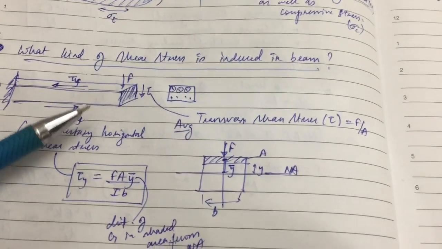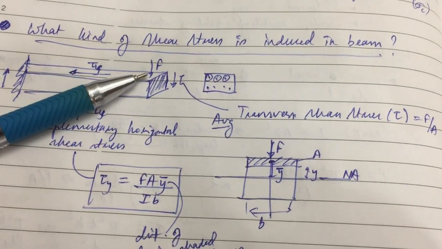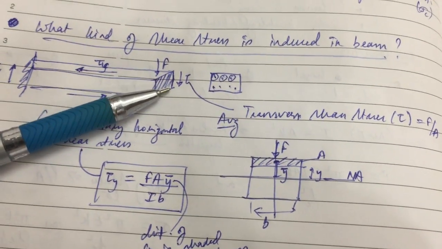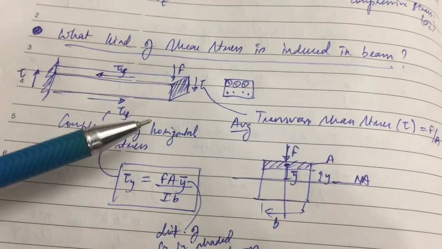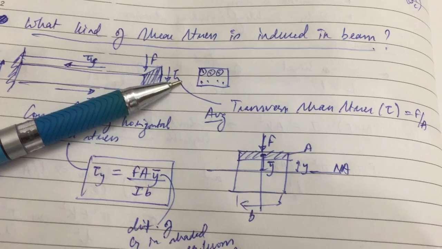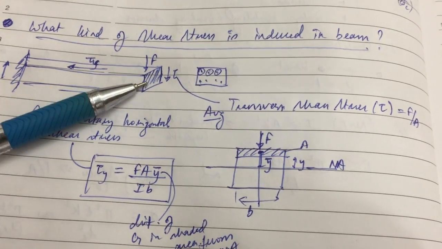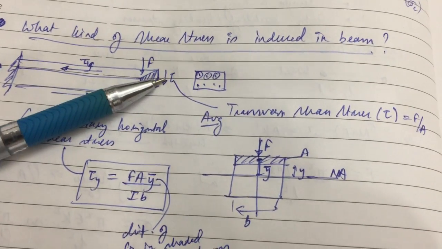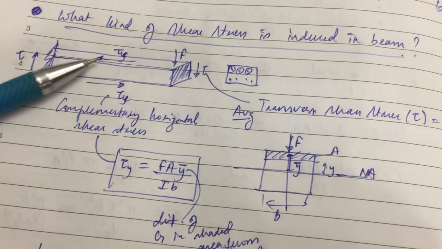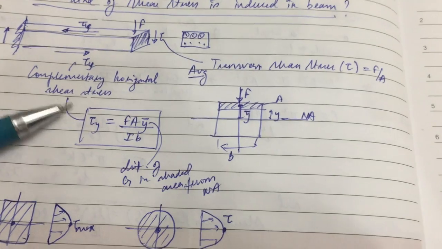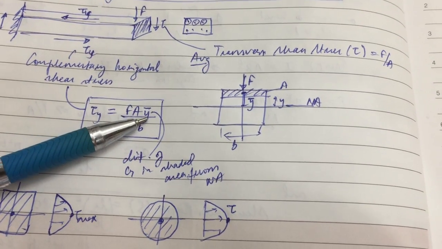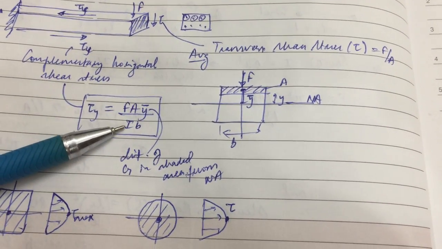We have discussed earlier. If the shear force is applied, there is the transverse shear stress here and here, and there is a complementary shear stress here. So if you want to calculate the transverse shear stress, it is nothing but F by A, and that is the average shear stress. If you want to calculate the complementary shear stress, we have to work a little bit more. So the complementary shear stress is equal to F A y mean by I b.